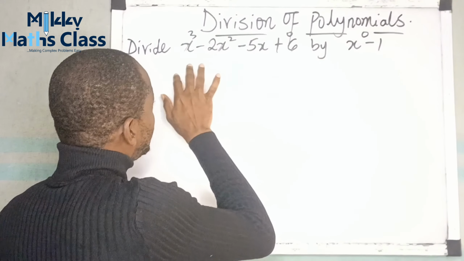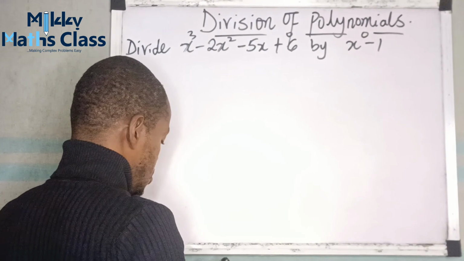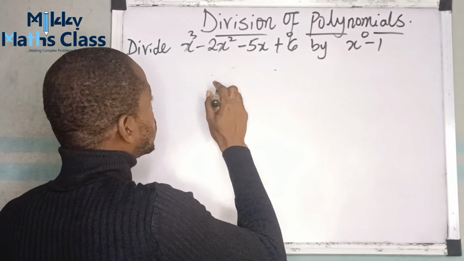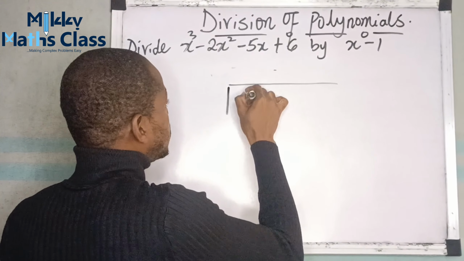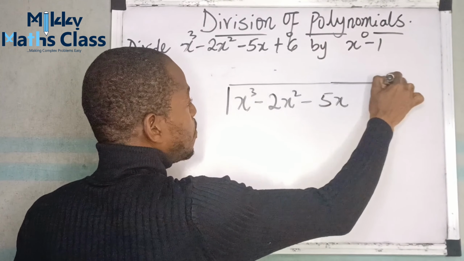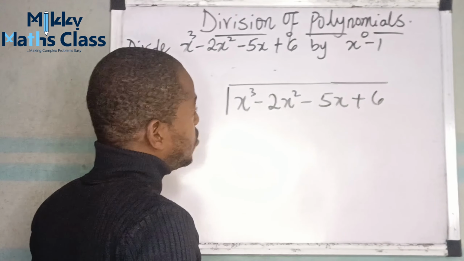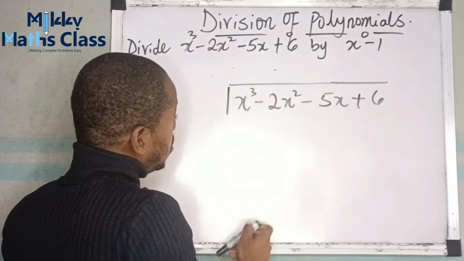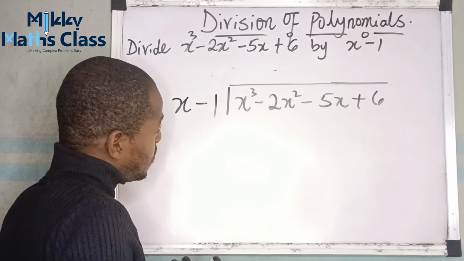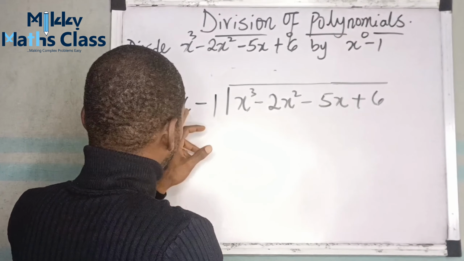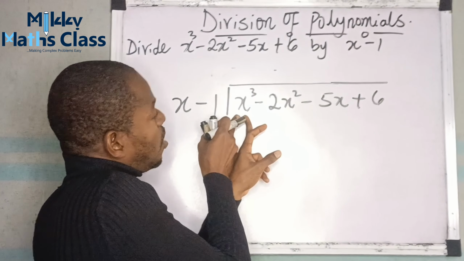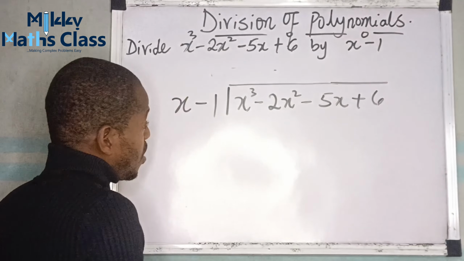Now, divide this first question: x to the power of 3 minus 2x squared minus 5x plus 6 by this polynomial, x minus 1. Just like you carry out your long division, the first thing we do is use our x to divide the first figure or variable you are seeing here.